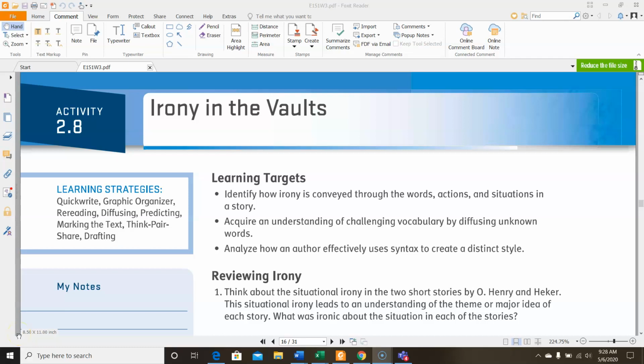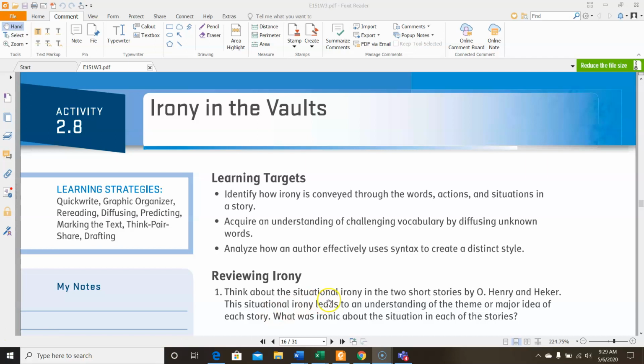Today I'm going over English 1 Semester 1 Week 3 Activity 2.8 Irony in the Vaults. Our learning targets for this activity are to identify how irony is conveyed through words, actions, and situations in a story, acquire an understanding of challenging vocabulary by diffusing unknown words, and analyze how an author effectively uses syntax to create a distinct style. So let's review irony.